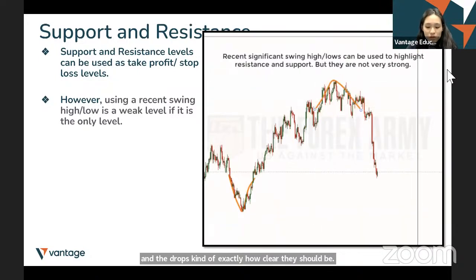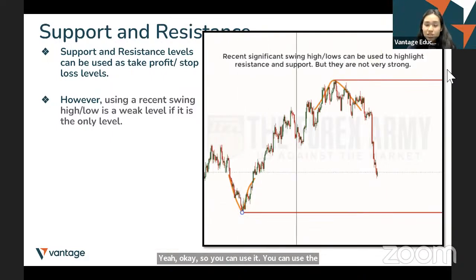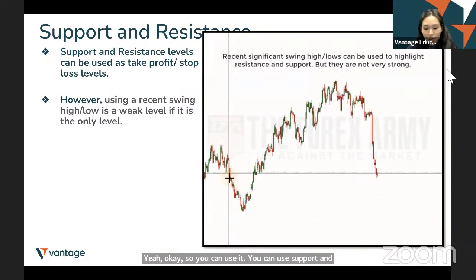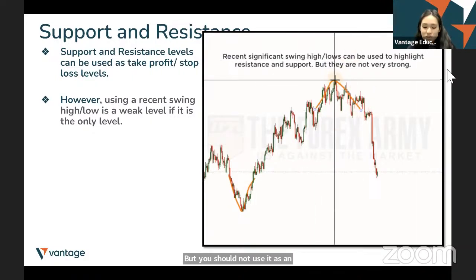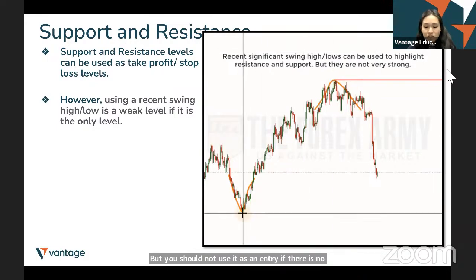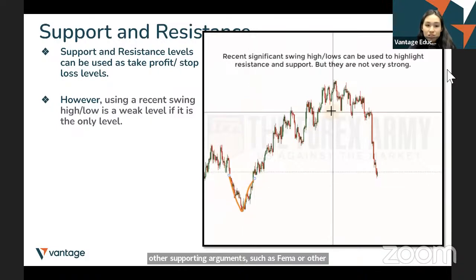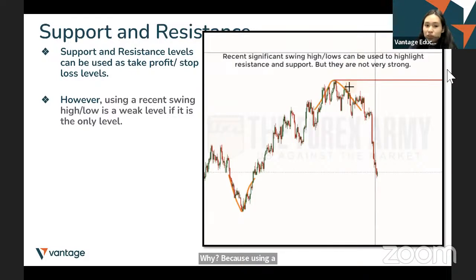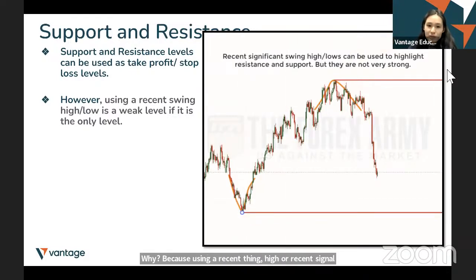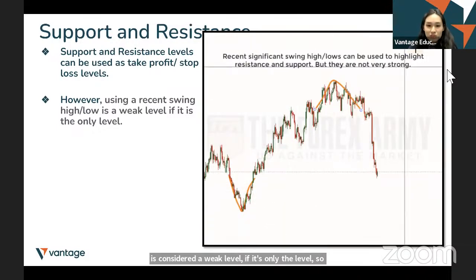Okay, so you can use support and resistance levels as take profit as well as stop loss levels. But you should not use it as an entry if there is no other supporting arguments such as Fibonacci or other graphical levels to support your analysis. Why? Because using a recent swing high or a recent swing low is considered a weak level if it's only the level. So, which is why we'll go through a little bit later on how you can combine support and resistance levels with Fibonacci levels.